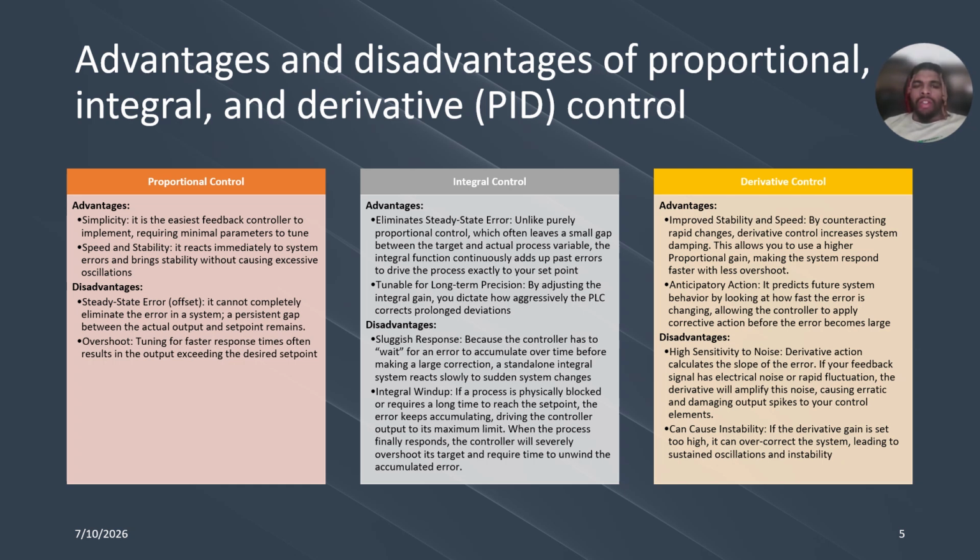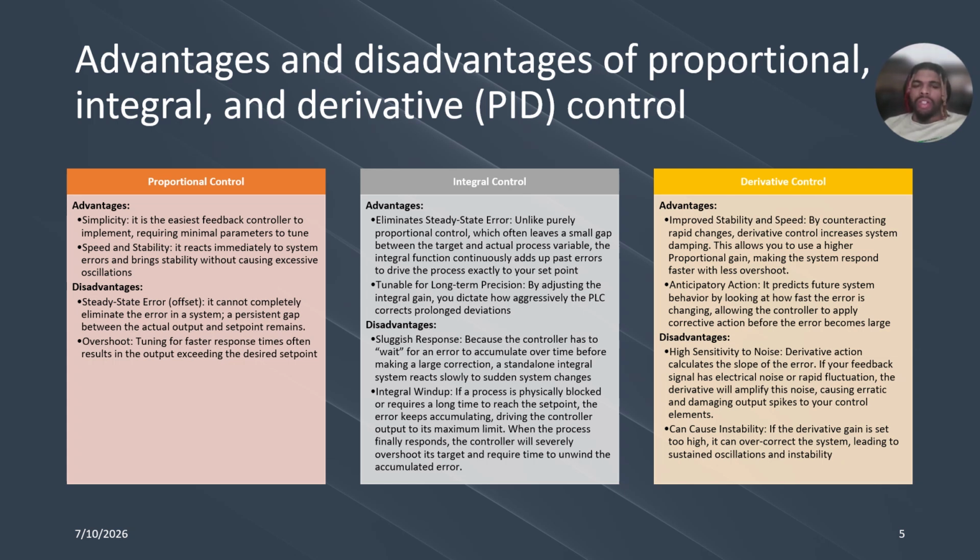Another advantage is tunable for long-term precision. By adjusting the integral gain, you dictate how aggressively the PLC corrects prolonged deviations. Some disadvantages for this control would be sluggish response. Because the controller has to wait for an error to accumulate over time before making a large correction, a standalone integral system reacts slowly to sudden system changes.